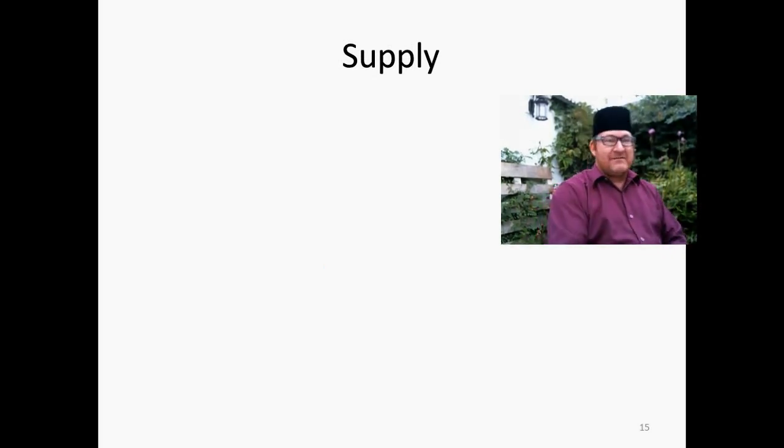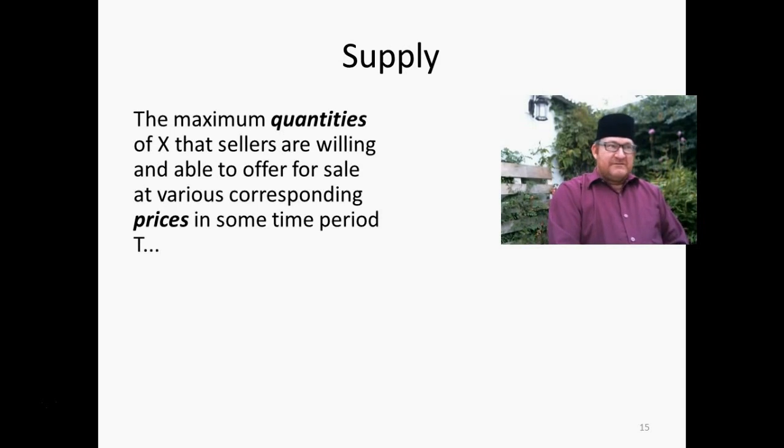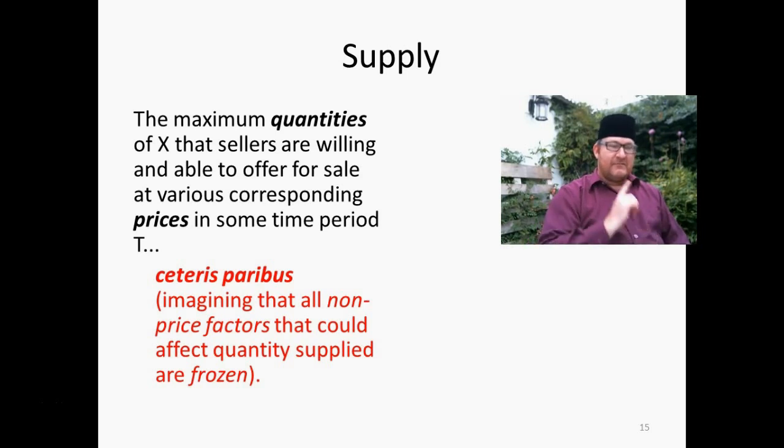Okay, that's demand. What about supply? Well, the general definition of supply is the maximum quantities of X, whatever X happens to be, that sellers are willing and able to offer for sale in the market at various corresponding prices in some time period. Again, ceteris paribus. That is, imagining that all of the non-price factors that could affect the quantity supplied are being held constant or are unchanged.